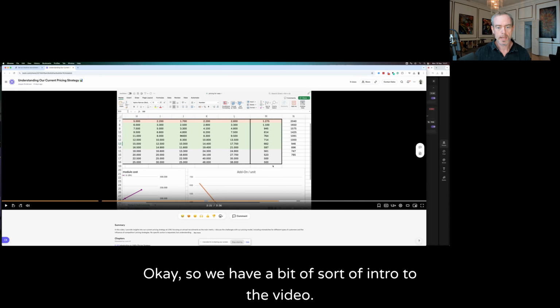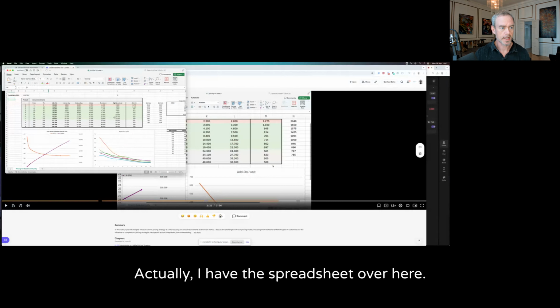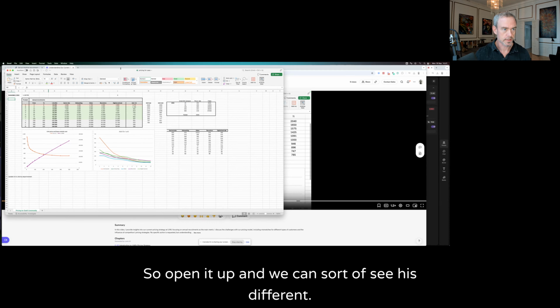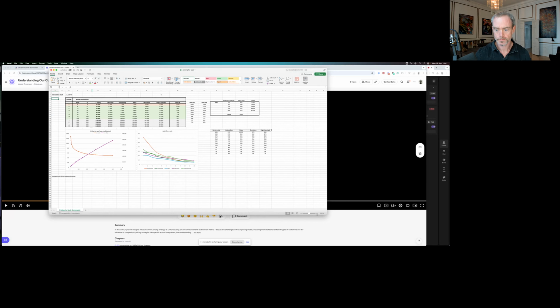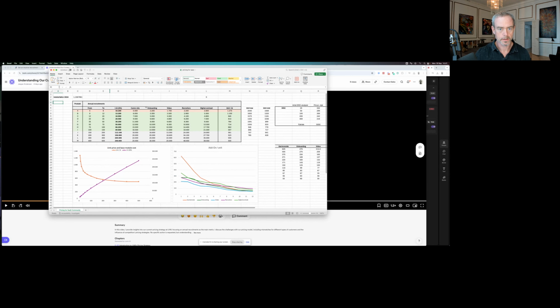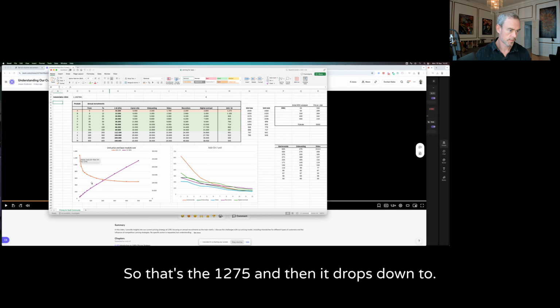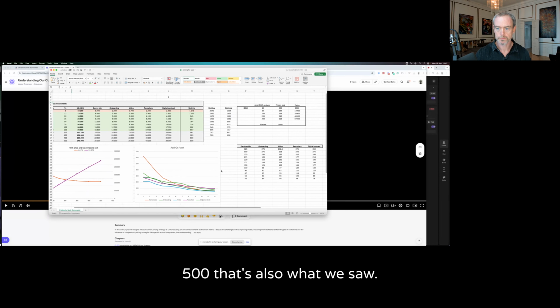Okay, so we have a bit of intro to the video. Actually, I have the spreadsheet over here. So I open it up, and we can see his different unit economics here. So these are just number of employees. These are the unit price for the base module. So it starts relatively high. So that's the 1275, and then it drops down to 500. That's also what we saw.